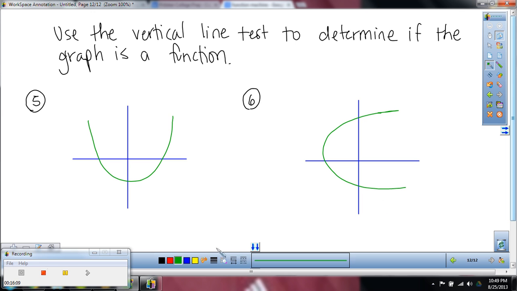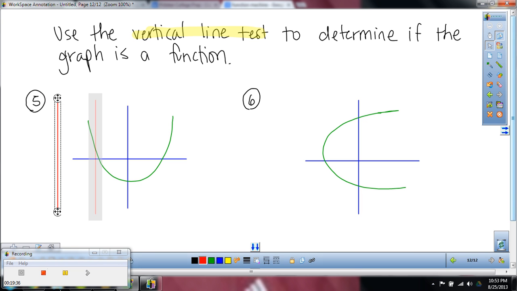And the last way is using a graph. How do we determine whether it's a function or not? We could use logic, but they also have this nice little shortcut for us, which is called the vertical line test. The vertical line test is exactly what it sounds like. It's a vertical line, an up and down line. If we drag the vertical line across our graph, it should only hit in one point.